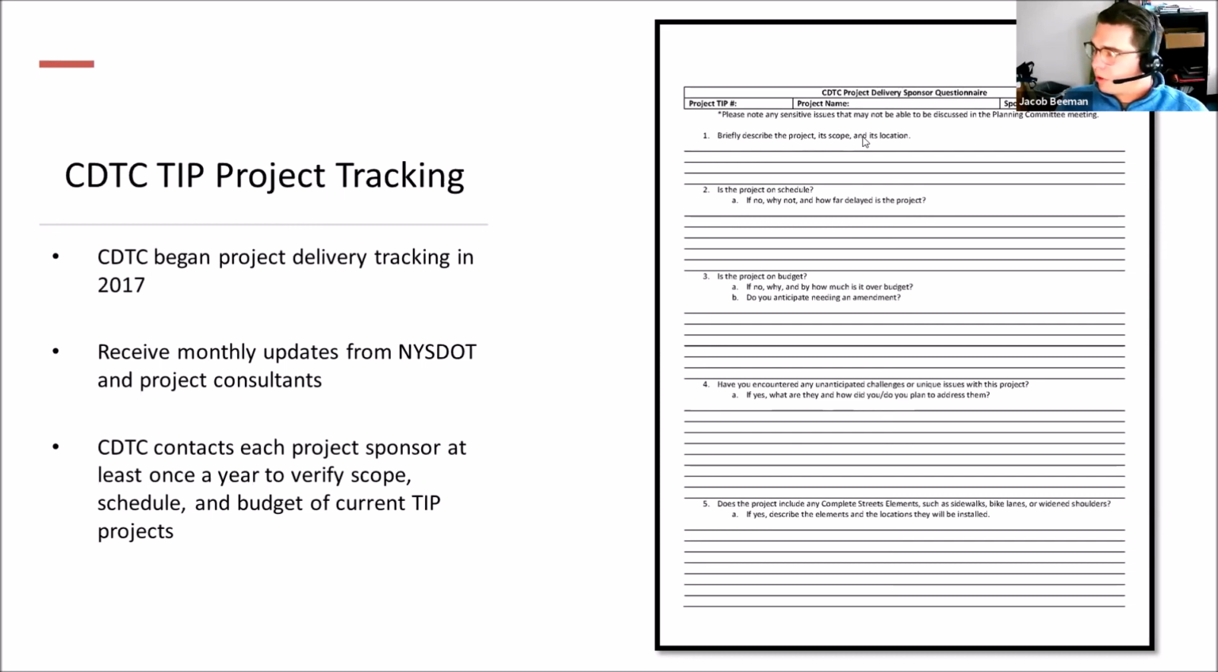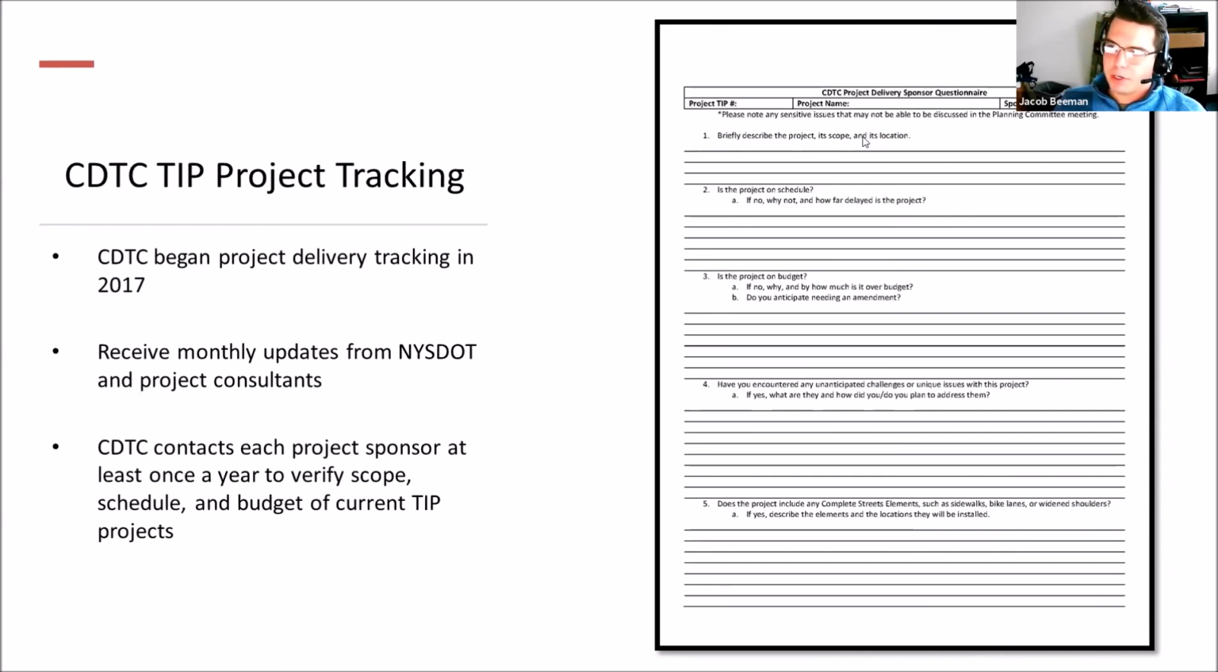So each month we send this out to, like I said, 3 or 4 project sponsors and collect the information. We usually like to ask one of those 3 project sponsors each month to provide a brief verbal update to the planning committee. This is really just to shed some light on some issues that project sponsors could be having.